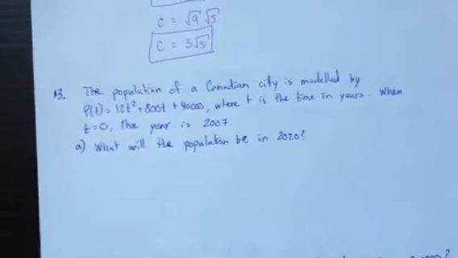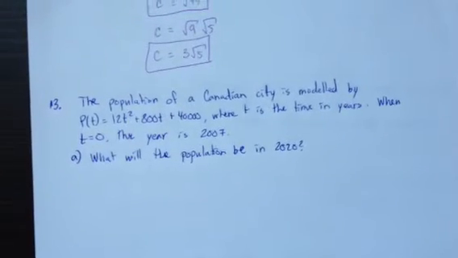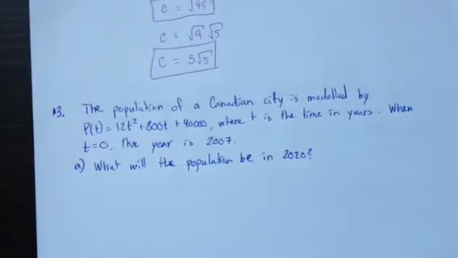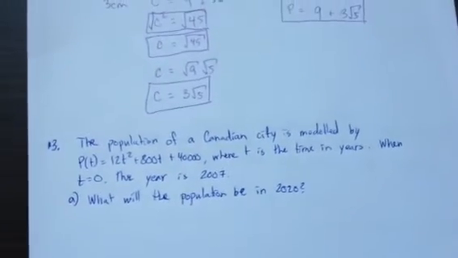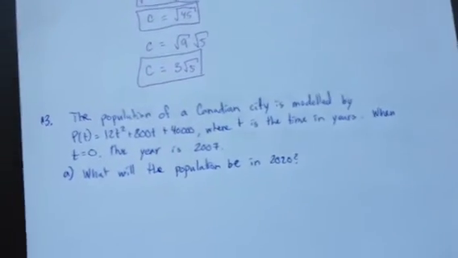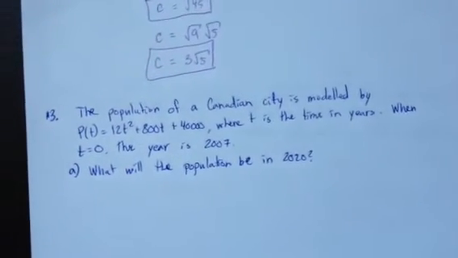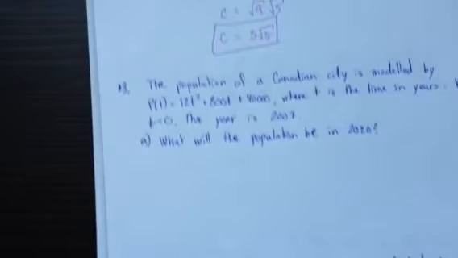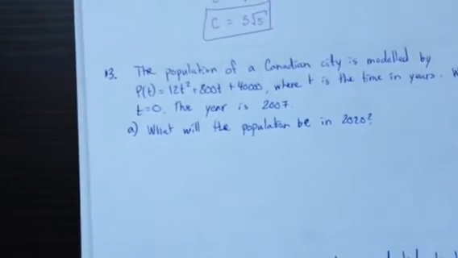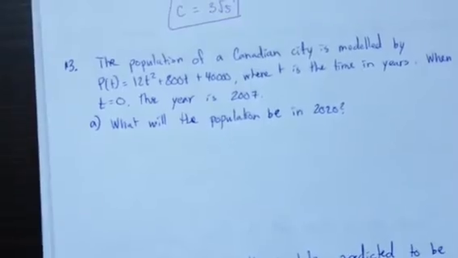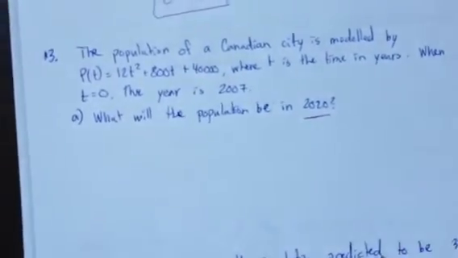So the population of a Canadian city is modeled by P of t equals 12t squared plus 800t plus 40,000, where t is the time in years, and it says when t equals 0, the year is 2007. So it's very important you understand that at time 0, the year is 2007. What will the population be in the year 2020?